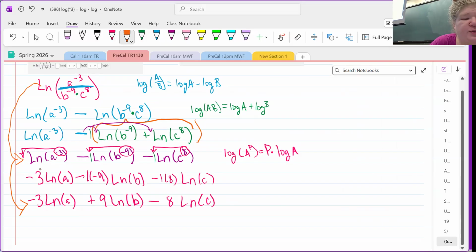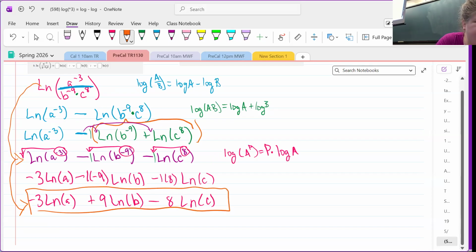Now, if you're really comfortable with your log properties, I very often will go from the first expression to the expression where it's natural log of the top thing minus natural log of a bottom thing minus natural log of the other bottom thing. So anything on top of the fraction is positive, anything on the bottom of the fraction is negative. And then I bring down all the powers and multiply them, and then I end up at that end result. So that is our end result.